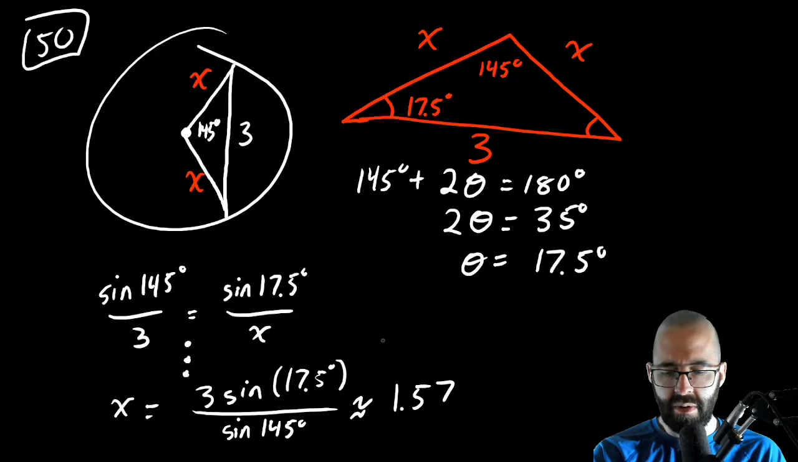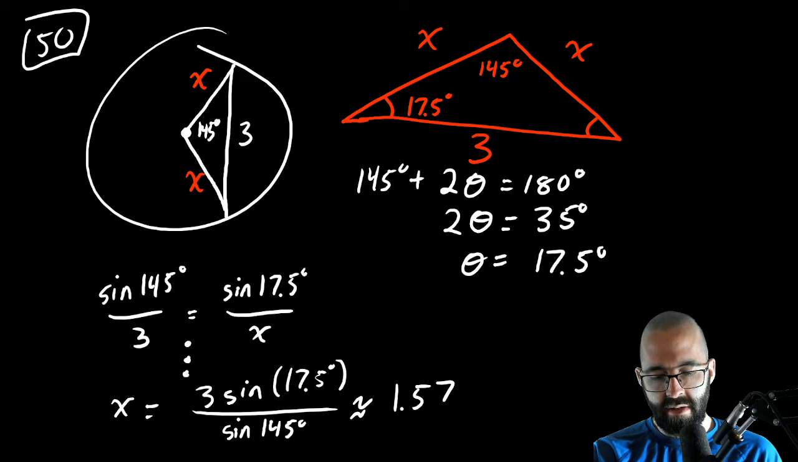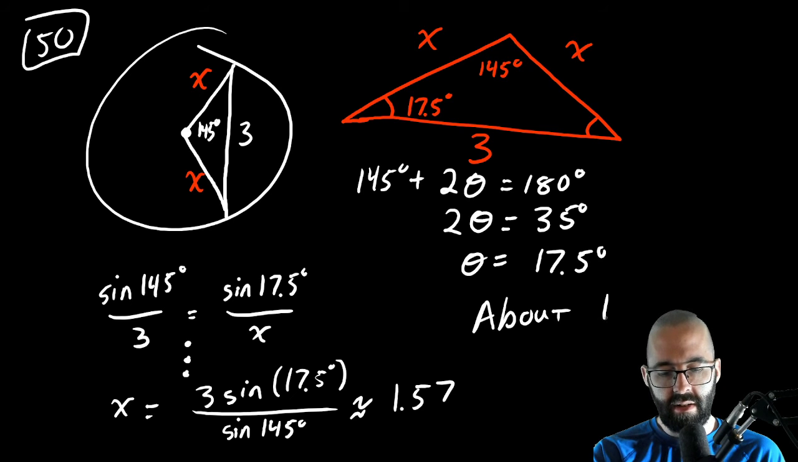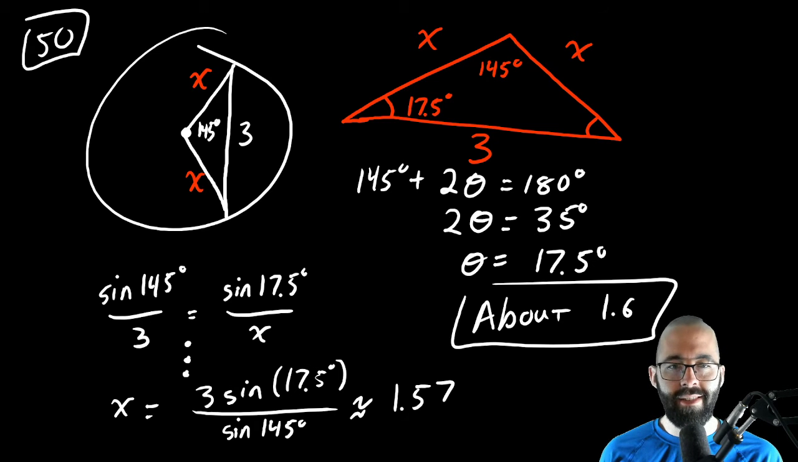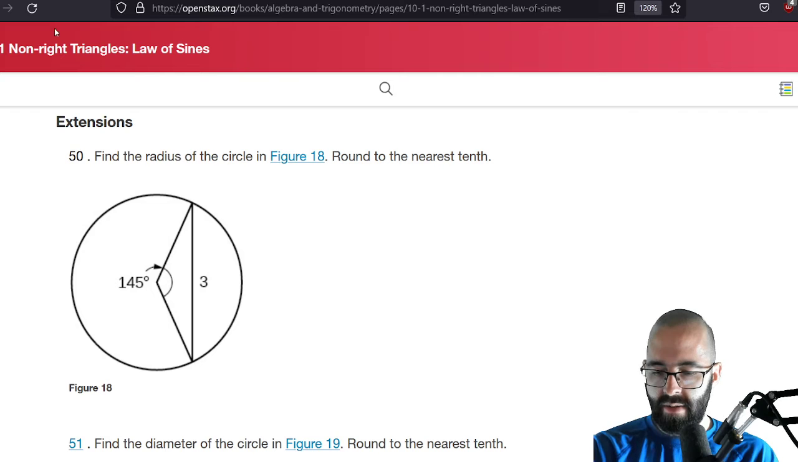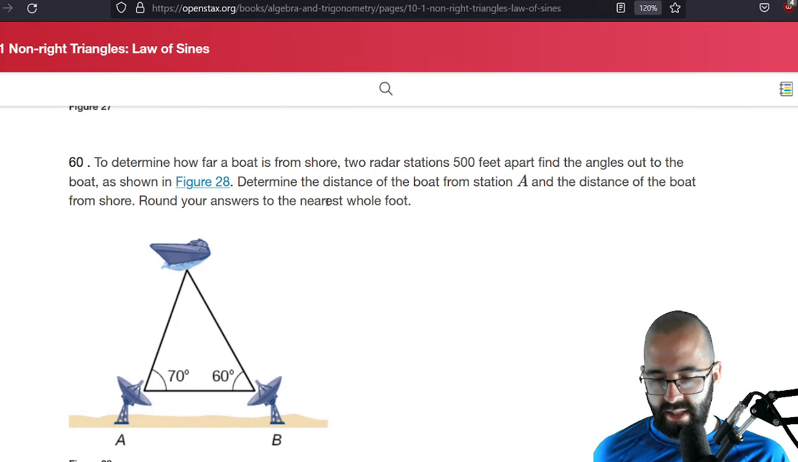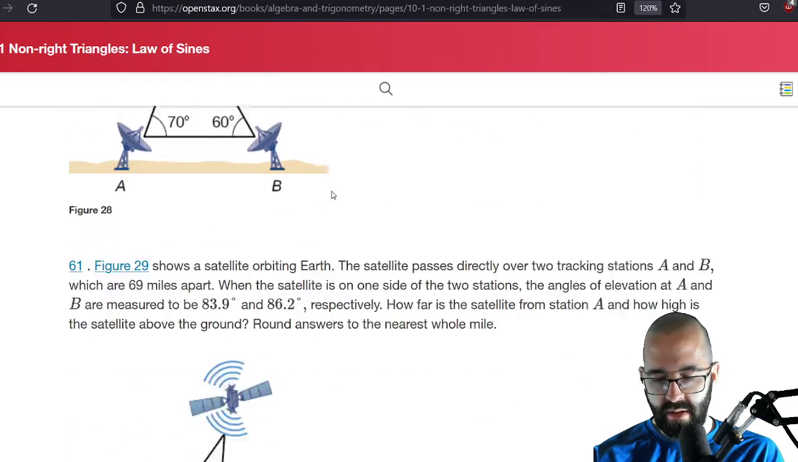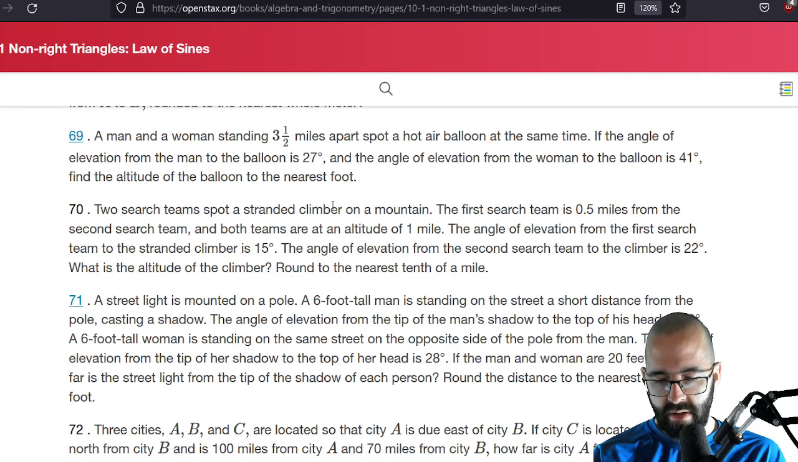Did it give us units or tell us how to round? Nearest tenth. About 1.6 is our radius of the circle. There we go. Let's do one last problem. Let's choose a good one. 60 is almost the same as the one we did before. Let's do 70.